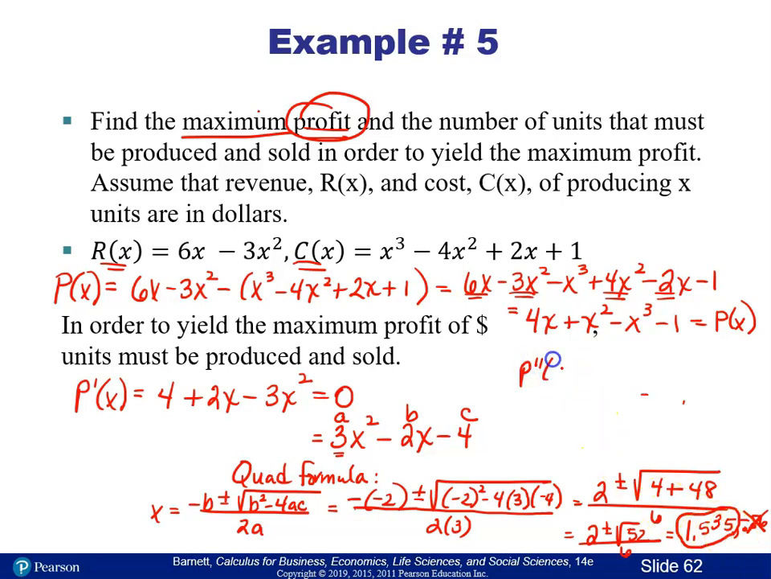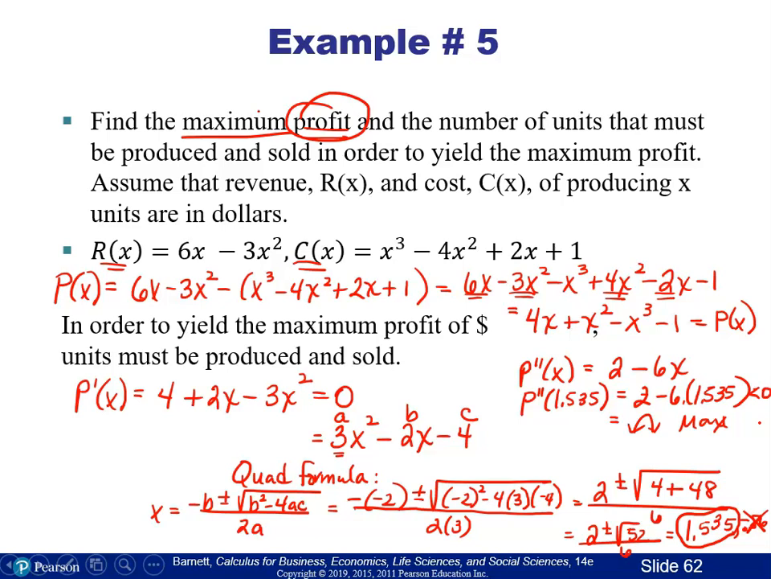Okay, if we look at the second derivative, we're going to have, looking at this, 2 minus 6x. So if I plug in the 1.535, then I'm going to get a negative. It doesn't really matter what the value is, it's just going to give me a negative. So I know from that that it is in fact a maximum.